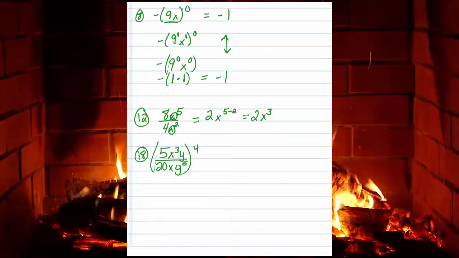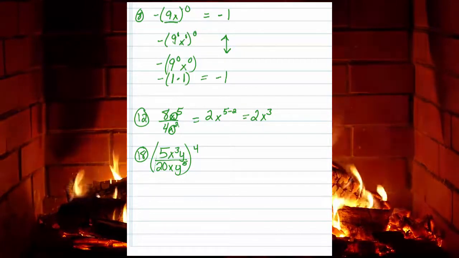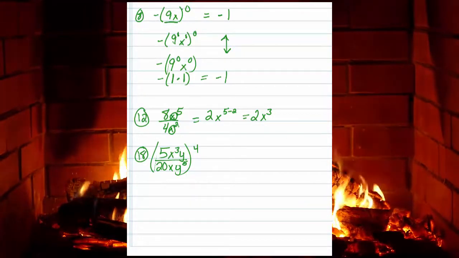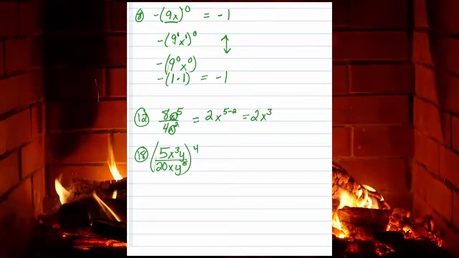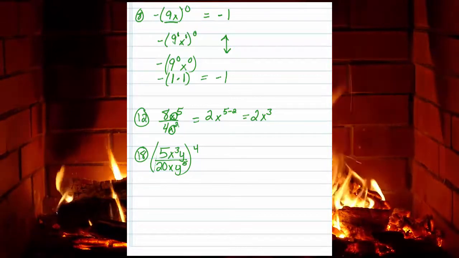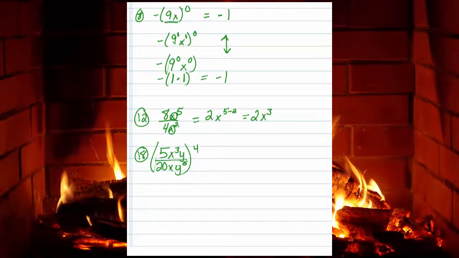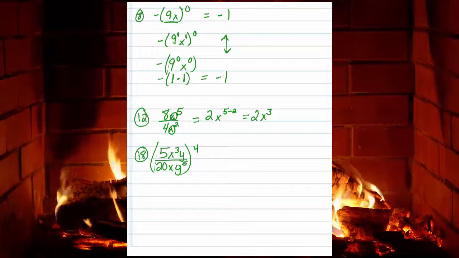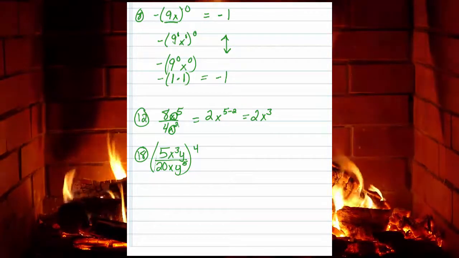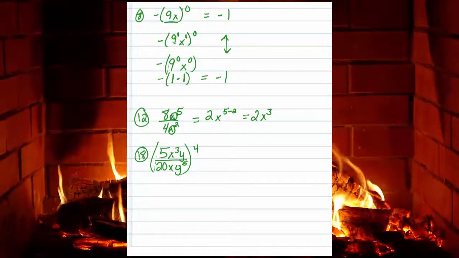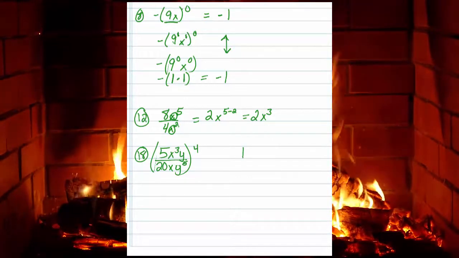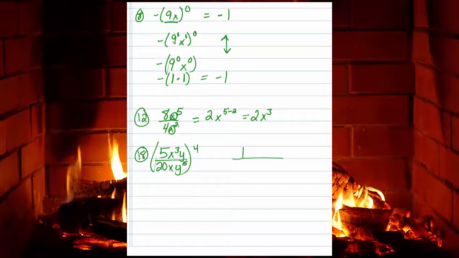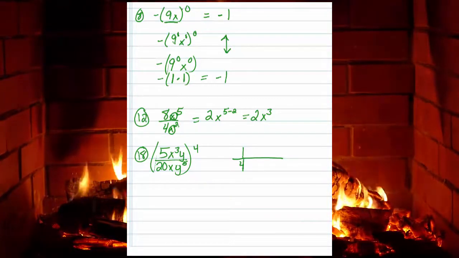Now I can certainly apply my power to power rule and carry that out to every term inside the parentheses, but before I do that, I'm going to simplify this fraction 5 over 20. 5 goes into 20 4 times, so that's going to leave me with the fraction 1 over 4.